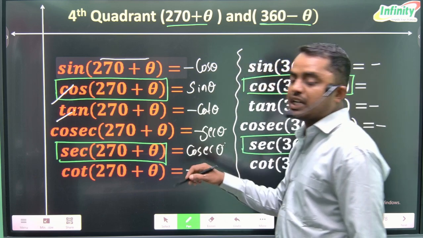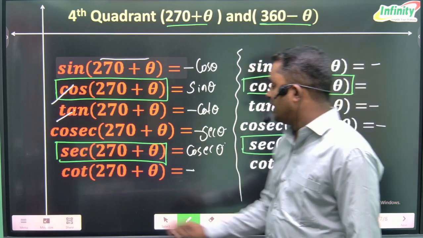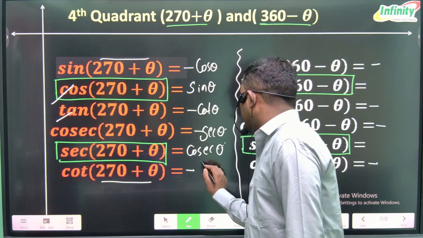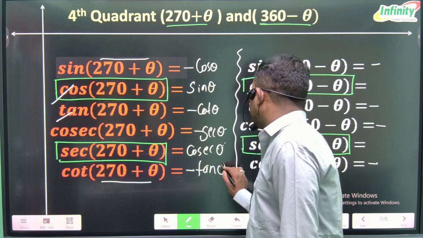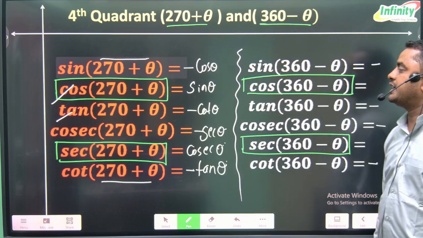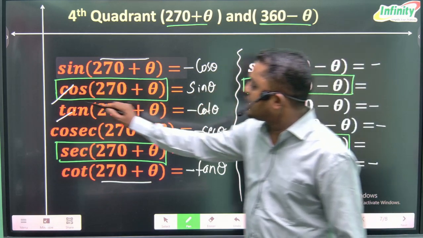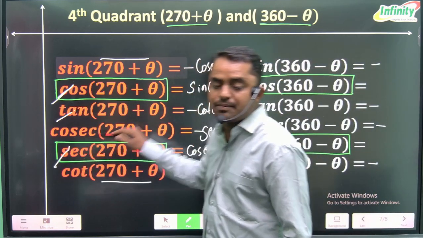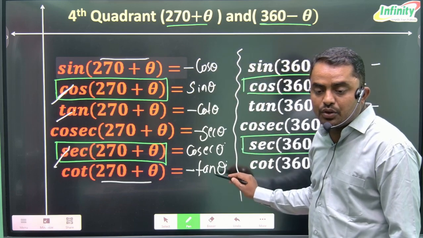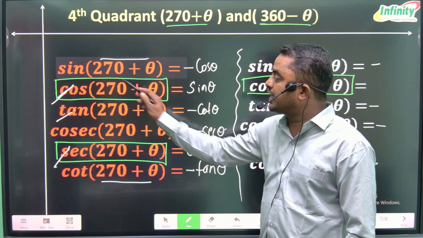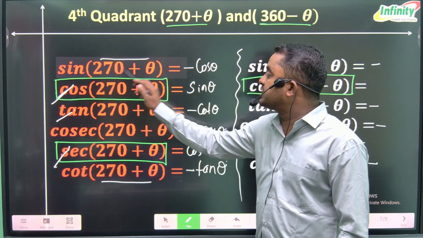It is positive. Sec will convert into cosec. Cot 270 plus theta is what? Minus tan theta. In this manner, only cos and sec are positive in the fourth quadrant. Remaining are negative. And one more thing, 270 plus theta.